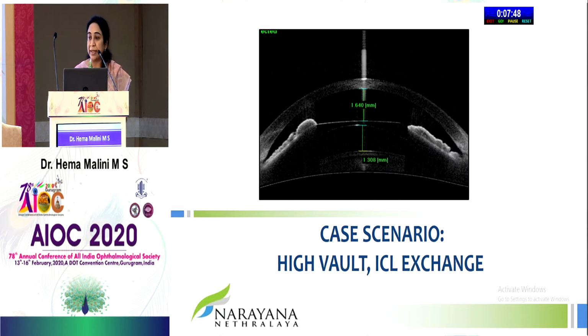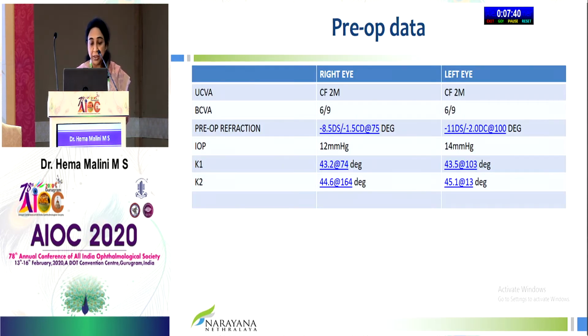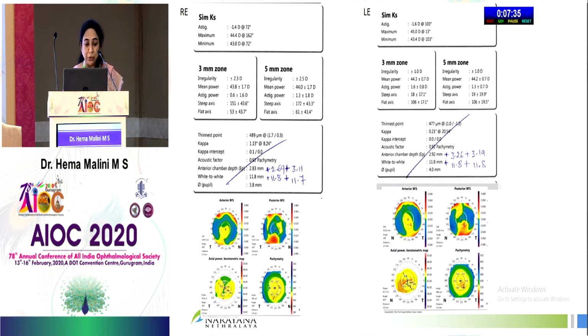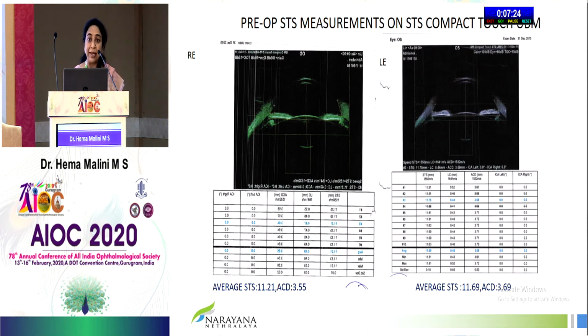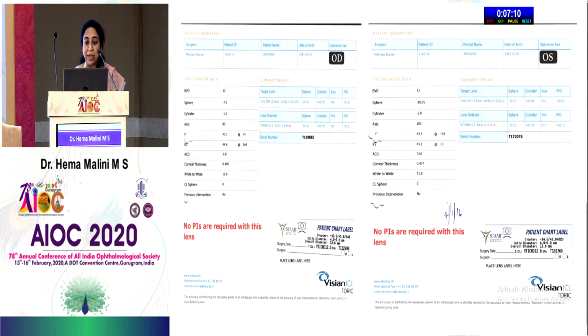So let us look at a case scenario in a patient who underwent bilateral ICL implantations and had to undergo an ICL exchange. So this is the pre-op data. This is the OBSCAN white to white values in the right and the left eye. It is pretty much the same, about 11.8. And this is the pre-op specular microscopy of the right and left eyes. And we compulsorily do a pre-operative UBM for all patients who are planned for ICL implantations to get the sulcus to sulcus values, as that is the site where the ICL is going to be implanted. So these are the right eye and left eye STS values.